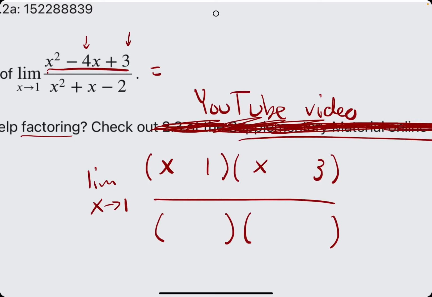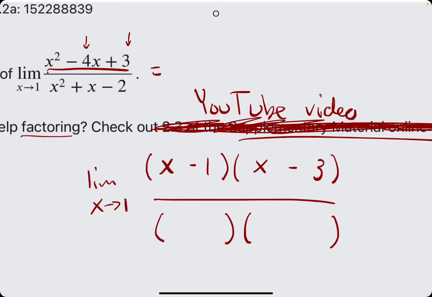But then the question is, will they be +1 and +3, or +1 and -3? What are the signs? Well, if 1 and 3 need to add to -4, then both of them must be negative. -1 times -3 is +3. Negative times negative is a positive. And then -1 plus -3 is basically like adding 1 and 3 in the negative direction.